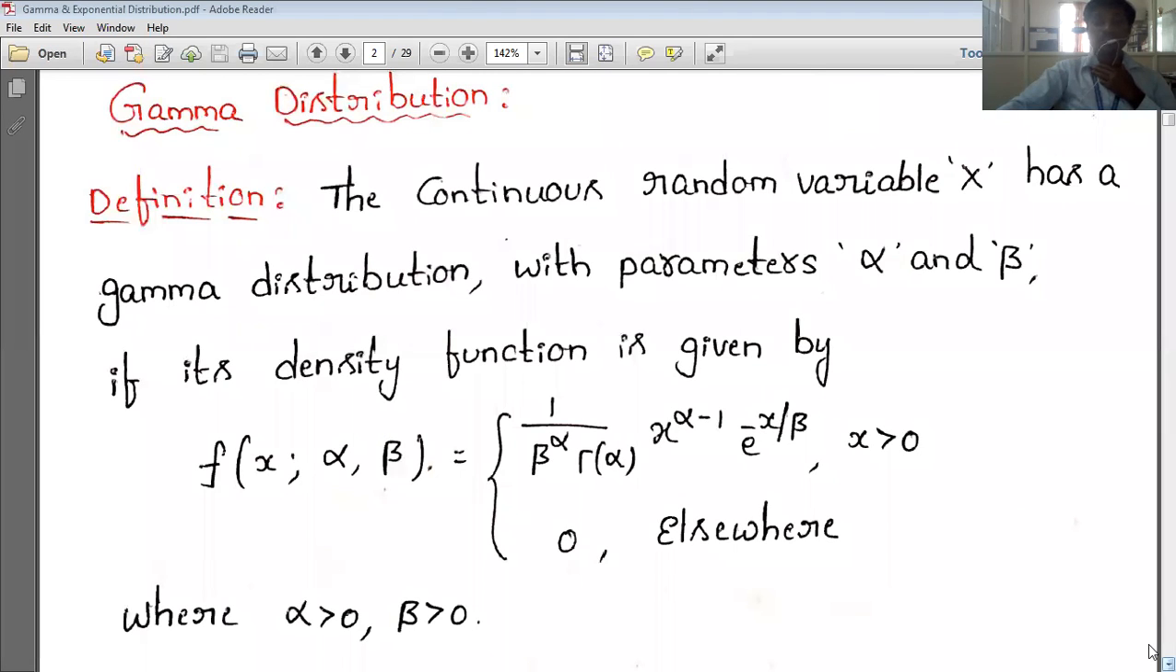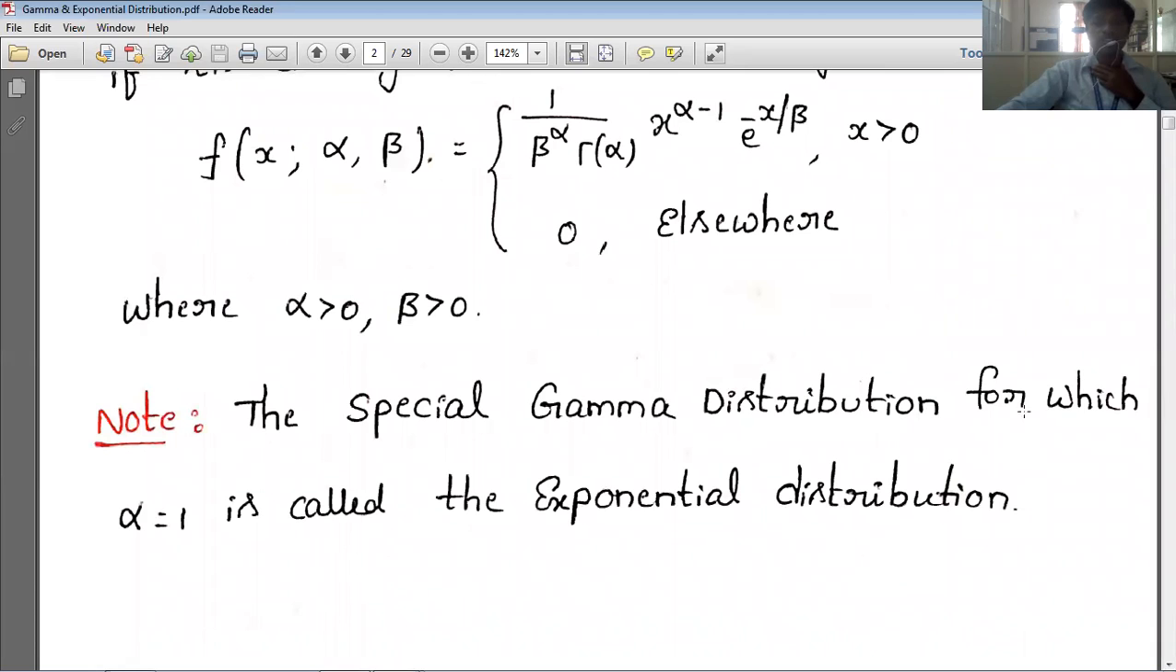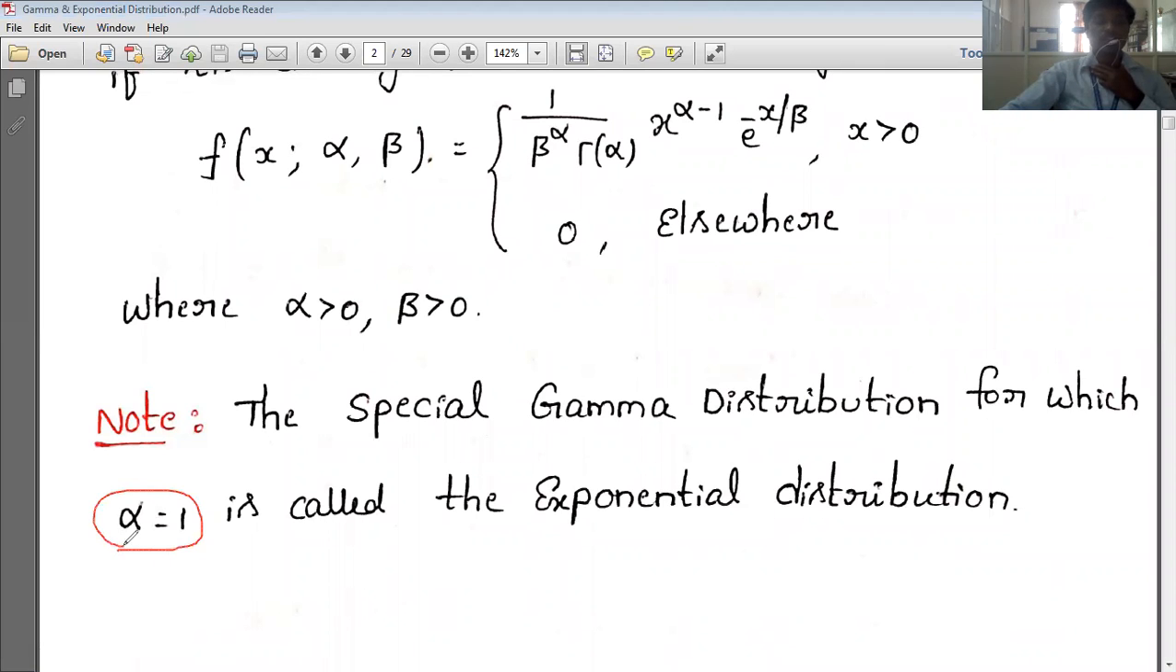Okay, next, the special gamma distribution for which alpha is equal to 1 is called the exponential distribution. So if alpha is equal to 1, then the gamma distribution converts into the exponential distribution. It means what we'll get here is 1 by beta power alpha, where alpha is 1. And next we write gamma 1, x power alpha minus 1, that is 1 minus 1, e power minus x by beta. So this is the formula we write if we substitute alpha as 1 in the gamma function.